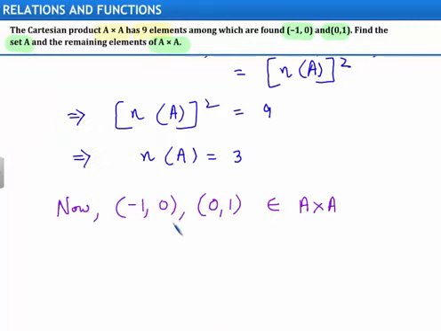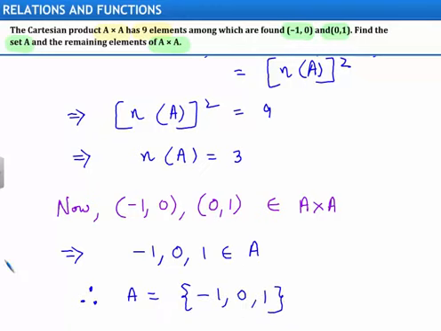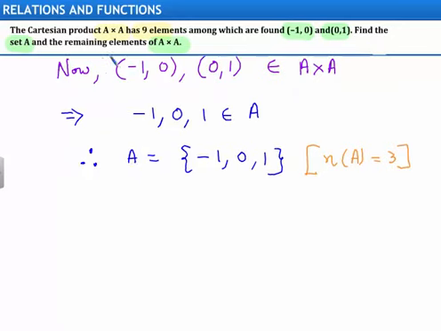Now, (-1, 0) and (0, 1) belong to A cross A. So this will imply -1, 0 and 1 belong to A. Therefore, the set A will be equal to {-1, 0, 1}, and this is because we have already obtained that n of A is equal to 3. That means there are only 3 elements in the set A. So the elements are -1, 0 and 1. Next we have to find out the remaining elements of the Cartesian product A cross A.